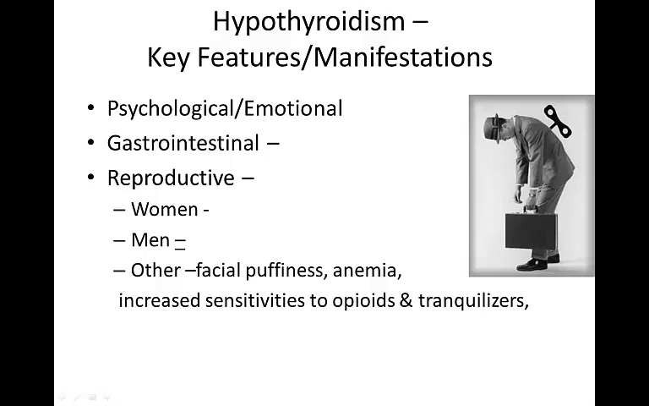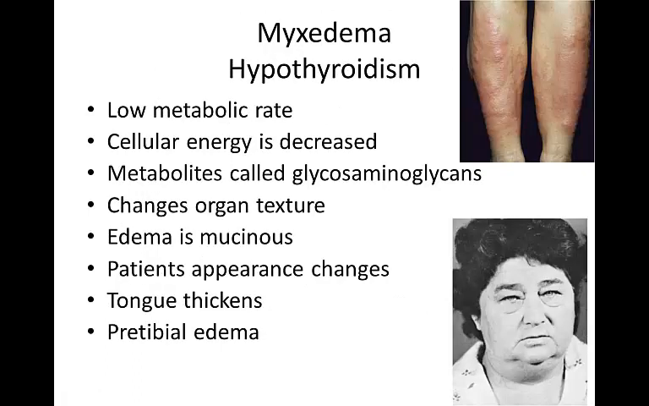And then other complaints would be periorbital edema, facial puffiness, non-pitting edema, hoarseness and thick tongue, anemia, easy bruising, increased sensitivities to opioids and tranquilizers, weakness, fatigue, vitamin B deficiency, iron and folate deficiency.